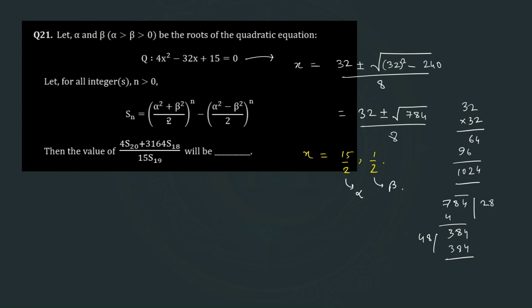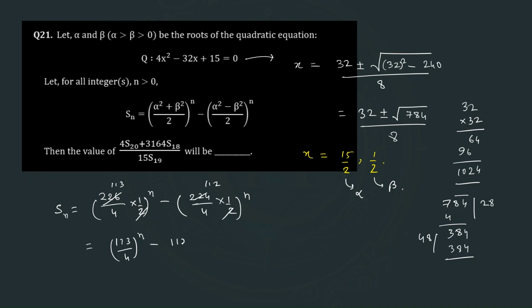So here Sn will be alpha square plus beta square divided by 2, whole to the power n. That is, if we calculate, 225 plus 1 divided by 4 divided by 2. So 226 divided by 4 into half, whole to the power n, minus, this will be 225 minus 1, so 224 divided by 4 times half, whole to the power n. This is our Sn. If we calculate, it comes out to be 113 by 4 whole to the power n minus 112 divided by 4 whole to the power n.